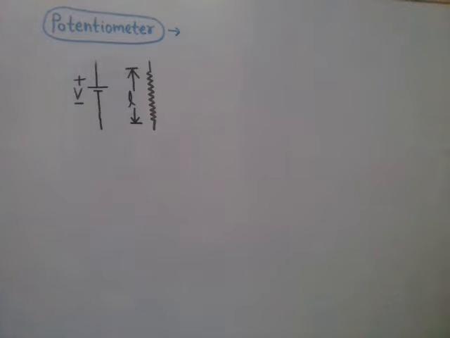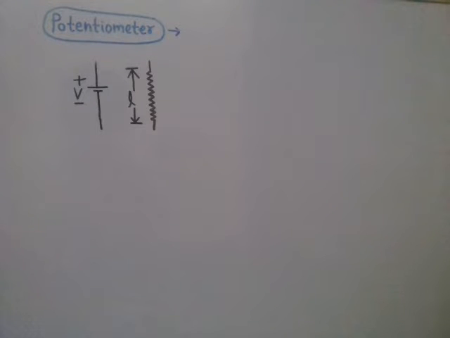Today let me discuss this potentiometer. What is a potentiometer? A potentiometer is basically used for the measurement of displacement. The displacement is converted into an output voltage that can be measured.